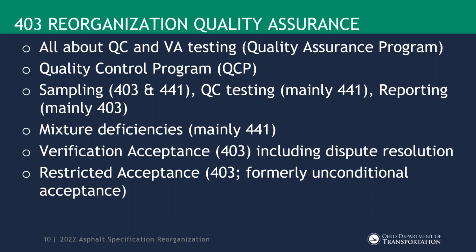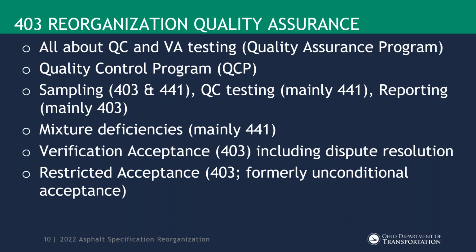We renamed it to Quality Assurance Program. It still has a quality control plan. We have the sections on sampling, how to sample a mix, which was mentioned in 403 and 441. QC testing, which was mainly 441, and then the reporting section, mainly 403. 446 still mentioned it. 448 mentioned reporting. Mixture deficiencies, brought those into 441: what do you do when testing's out, and so forth.